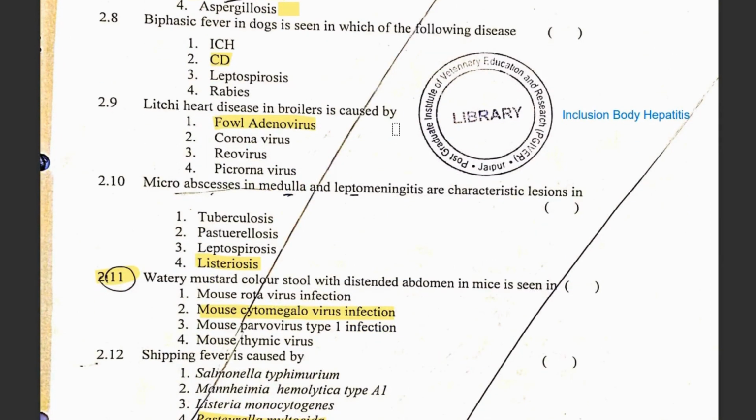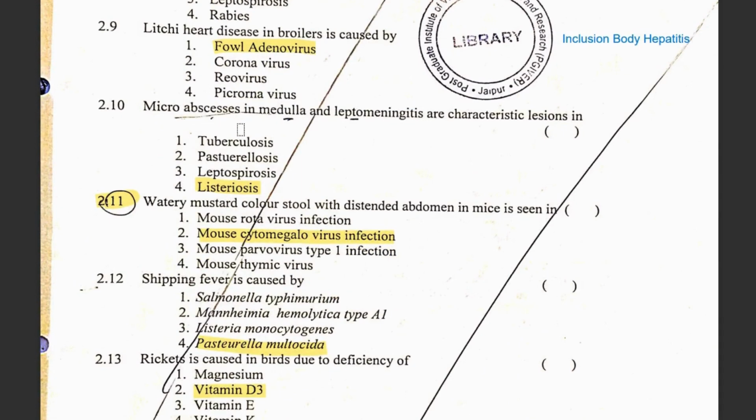Leechy heart disease in broilers is caused by fowl adenovirus. It is also known as inclusion body hepatitis or Angara. Microabscess in medulla and leptomeningitis are characteristic lesions in listeriosis.